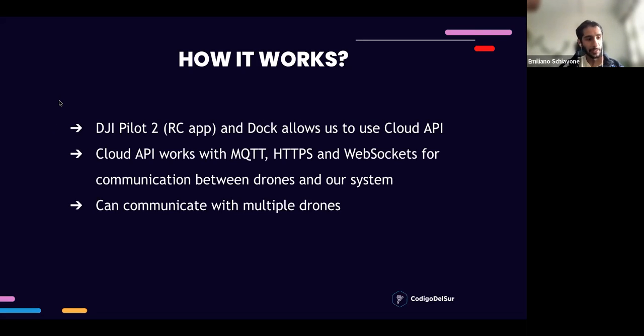And to know how this Cloud API works, for that solution we have, Pilot 2 has the ability to work with MQTT, HTTP, and WebSocket. That is the main way the Cloud API works. I mean, the Cloud API emits an event that your backend can receive and process. So that is the communication you use to connect the drone with your system. One of the advantages of this is that you can communicate multiple drones with one solution.